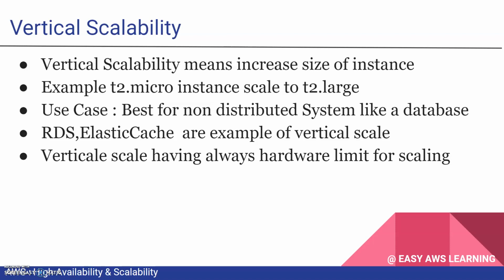The use case for vertical scalability is non-distributed systems like a database. RDS and ElastiCache are examples of vertical scaling. Vertical scaling always has a hardware limit. Once you reach T2 large, the limitation of T2 large also applies, so once you hit the limitation, you have to go again for more hardware. So hardware is always the limitation for vertical scalability.